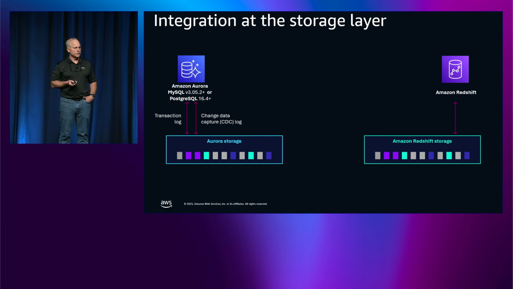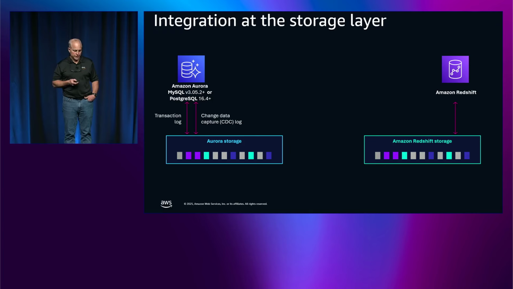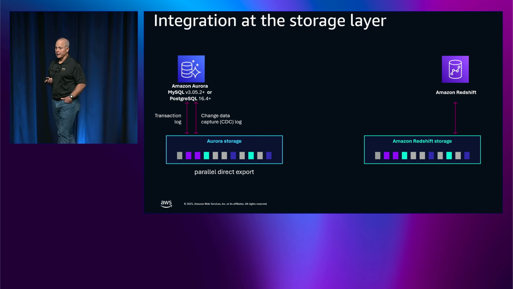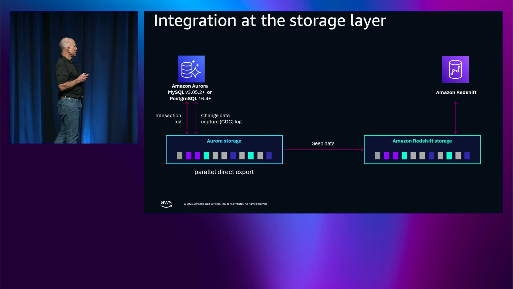So as long as you're running MySQL 3.5.2 or above, which I think is now also out of support, so hopefully nobody's running that. And then also Postgres 16.14 or above, now you'll get the data. So we're going to use a parallel direct export out of the storage from the Aurora side over into our Redshift storage. So we'll make that happen.